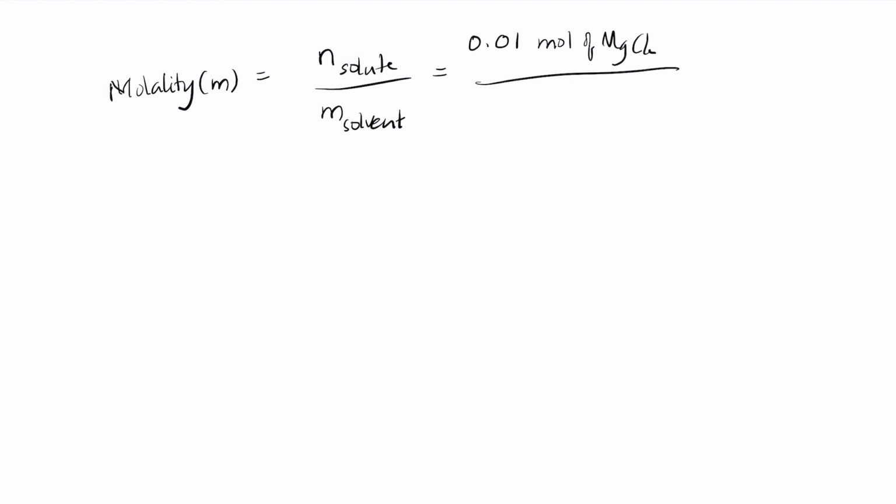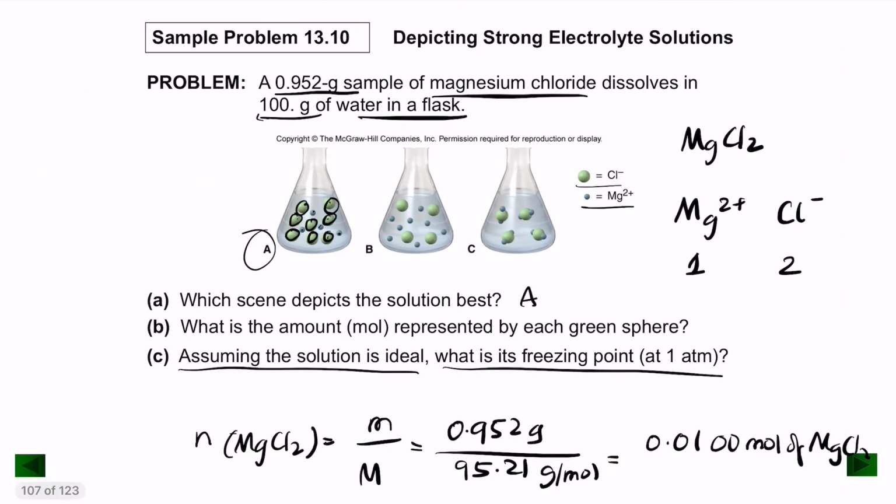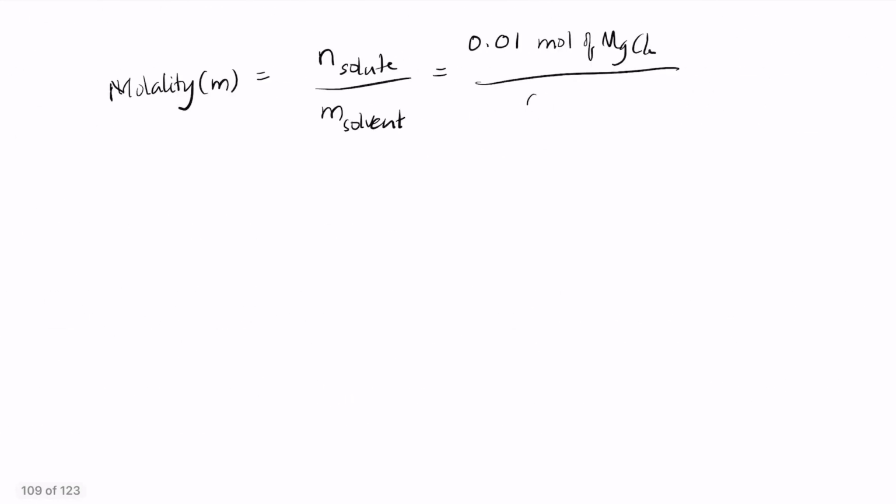So molality m is given as the number of moles of solute divided by the mass of solvent. The number of moles of solute here is 0.01 mole of MgCl2, and it is dissolved in 100 grams of water. Converting 100 grams into kilograms, it becomes 0.1 kg. So that gives you a value of 0.10 molal MgCl2.